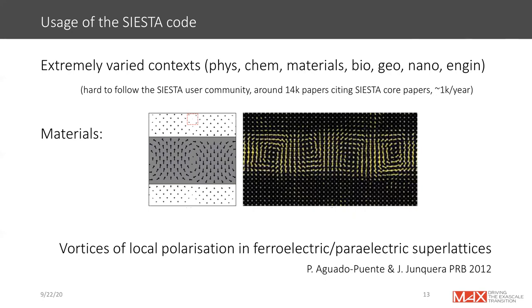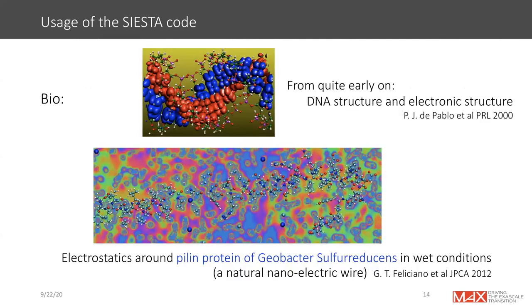So you can imagine that there's quite a lot of variety in these things. Let me just illustrate it with some different examples close to the kinds of things we do. Here in the materials context, for instance, I show a nice picture of large-scale material simulations of a ferroelectric paraelectric superlattice, in which you can see vortices of polarization within the ferroelectric. It was published a few years ago, and this involves several thousand atoms in the calculations, and it involves second principles for the simulations.